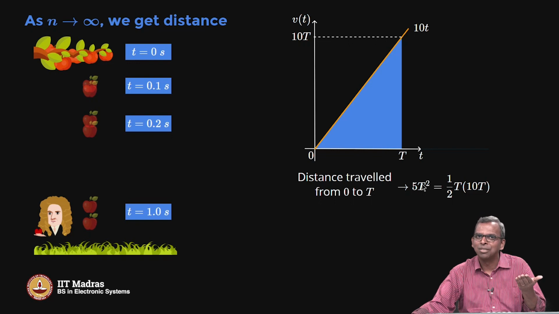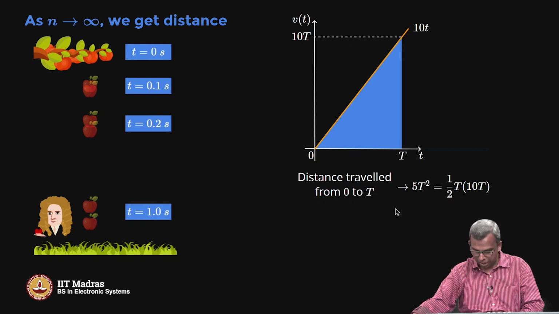Have we not? Do you agree? Think about it. The area of at least this triangle, the right triangle, we have shown is half into base into height, 5t square. So this can be done using integration in this very nice fashion. Integration gives you the area under the curve. Distance for any v of t is the area under the curve, and you get it like this.